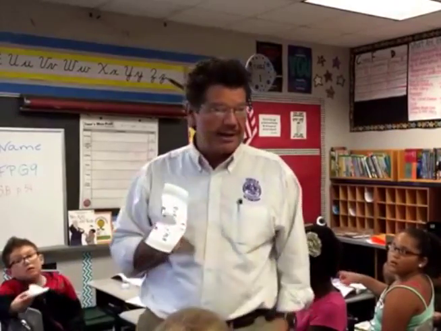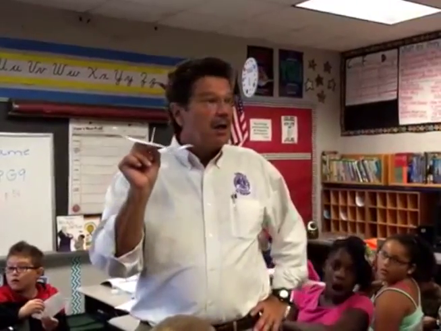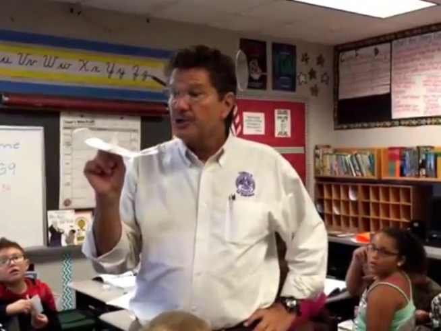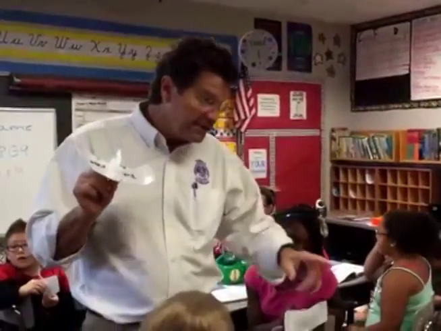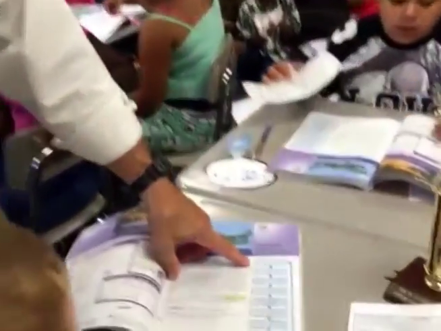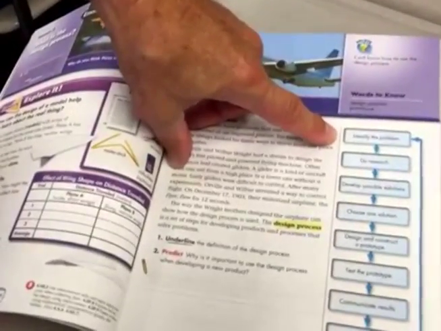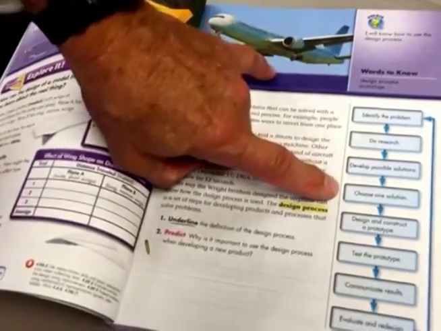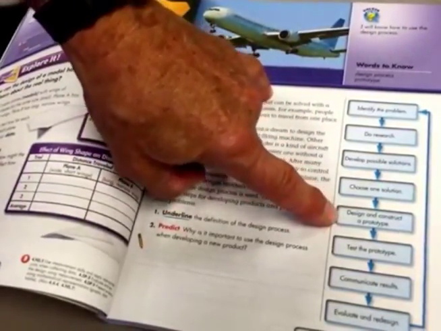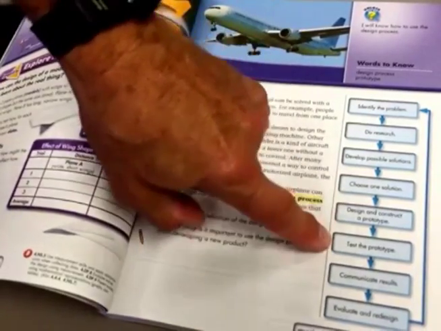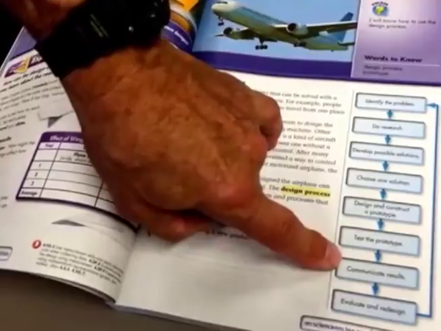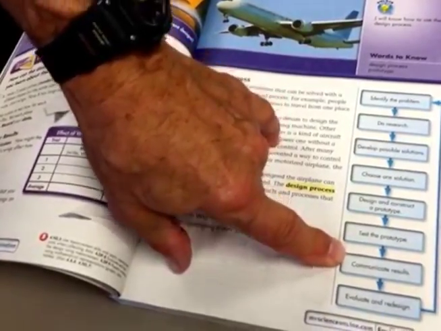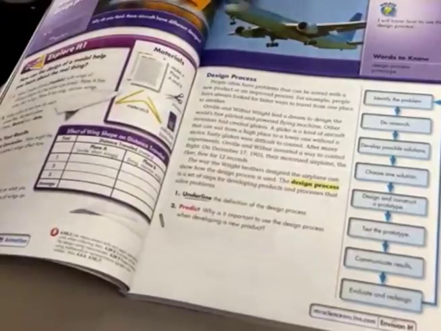Now, you guys are actually following in the footsteps of some famous engineers and scientists called the Wright brothers. You see, over 100 years ago, they used the design process to make the first plane that flew. If you look on page 55, right here, this is the design process. Identify the problem. How do you make a plane that you can control? Do research. Develop a possible solution. Choose one solution. Design and construct a prototype. You have in your hands a prototype. Test the prototype. In just a moment, you're going to test it. Communicate your results. You're going to write down how it flew. And then evaluate and maybe make it better.